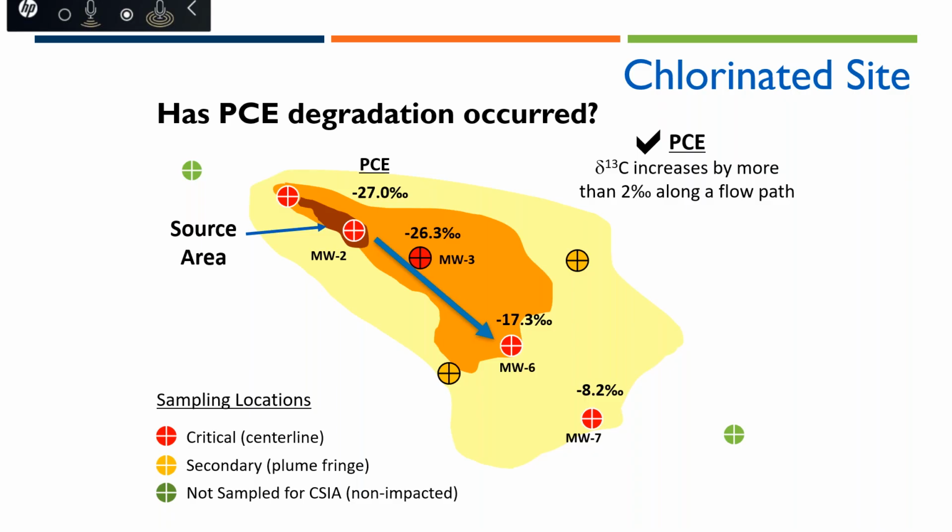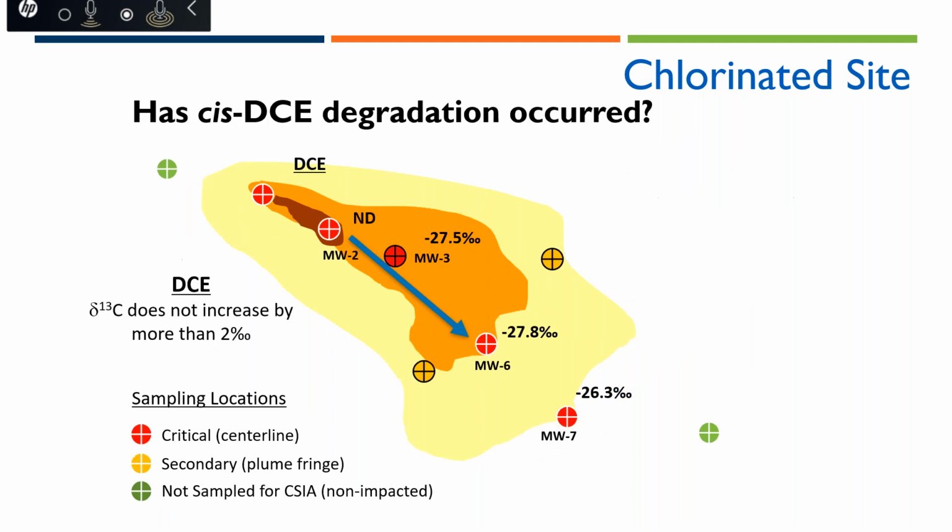So if we take that delta value, we measure it in our source area, most of the time these values are going to be pretty negative numbers, like negative 27, negative 30. In this case, it's negative 27. And you can see as we move along the plume that our delta value becomes more positive. So we want to see our delta value increase by at least 2 delta, be more positive by at least 2, which definitely happens in that MW6 and MW7 compared to the source area. So that's definitive proof that PCE is biodegrading as we move down that gradient.